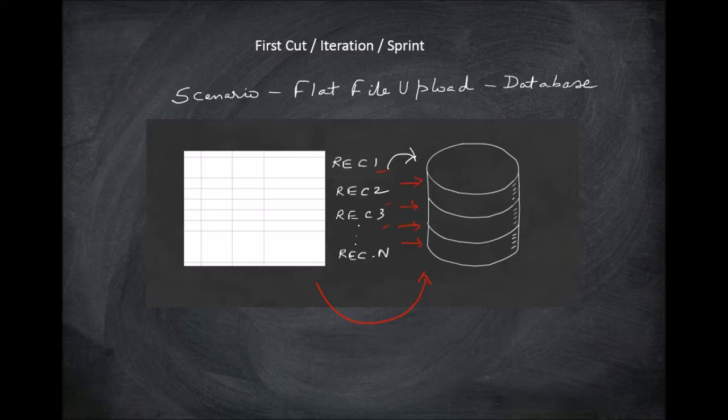So you capture the low-hanging fruit, get this activity done, and have this as a realistic goal for your day one sprint or iteration or a first cut, whatever you might call it, based on the agile methodology that you're using.